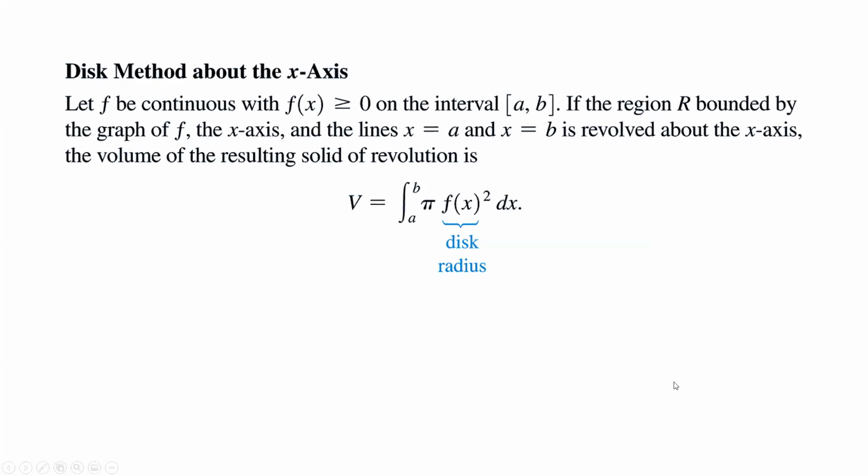So let f be continuous, and f of x is greater than or equal to 0 on the interval a b. If the region R bounded by the graph of f, the x-axis and the lines x equals a and x equals b is revolved about the x-axis, the volume of the resulting solid of revolution is the integral from a to b of pi f of x squared dx.